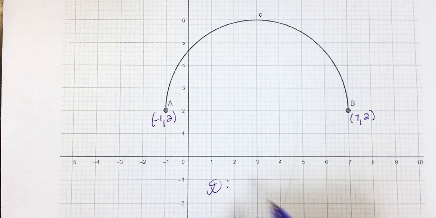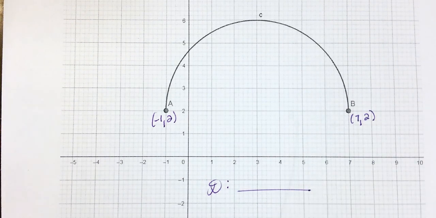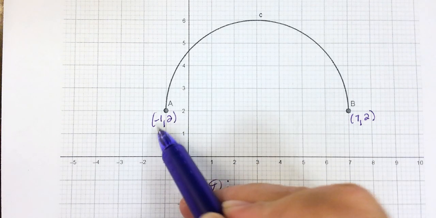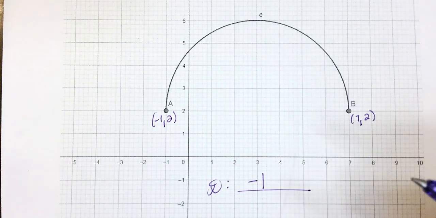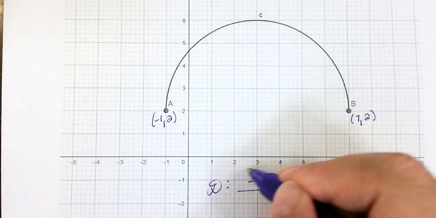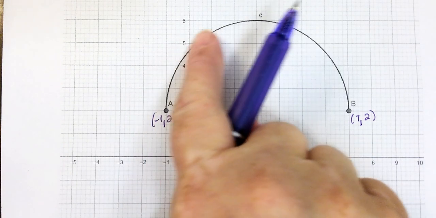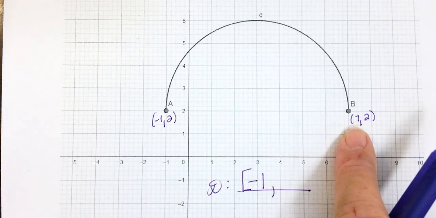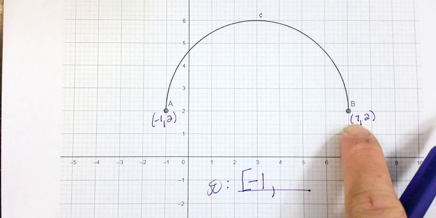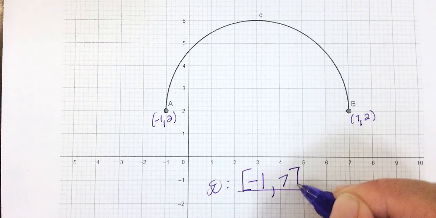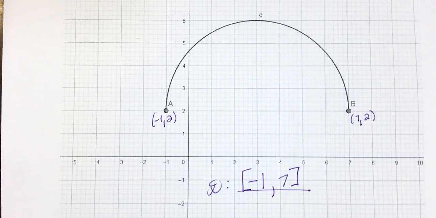So our domain is going to be left to right. So the leftmost x value here is -1. It's a closed circle, so the -1 will have a bracket with it. And if I go all the way, the rightmost value is 7, and it's also a closed circle, so it will have a bracket. So leftmost x to rightmost x. Now let's look at range.